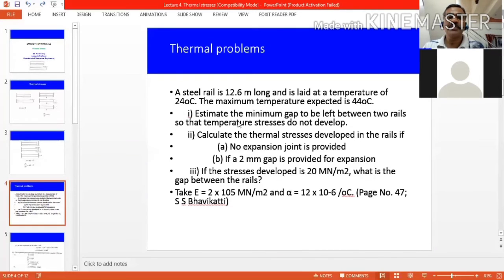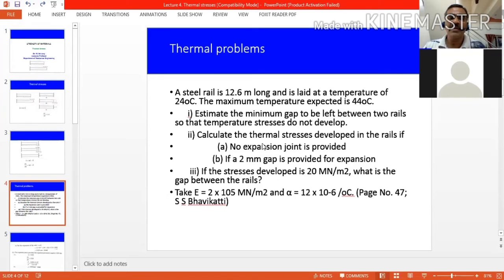Now estimate the minimum gap to be left between two rails so that temperature stress does not develop. We do not want to develop any load or temperature stress. Then it must be allowed to expand freely. Then how much gap should be given? That is what you have to find.